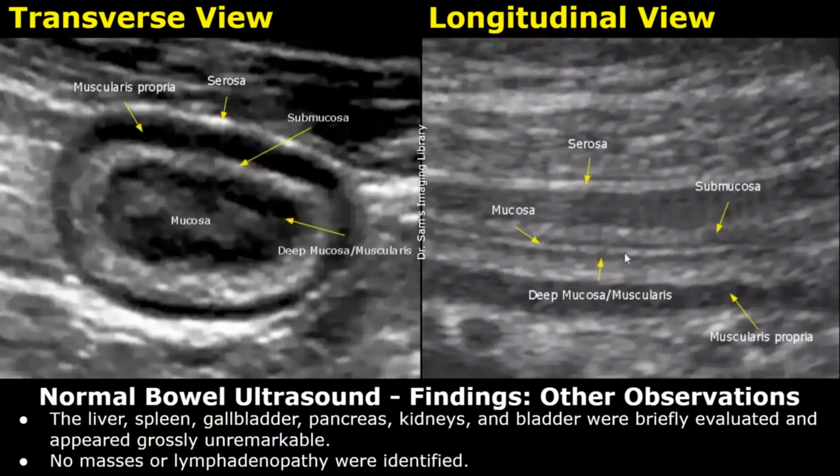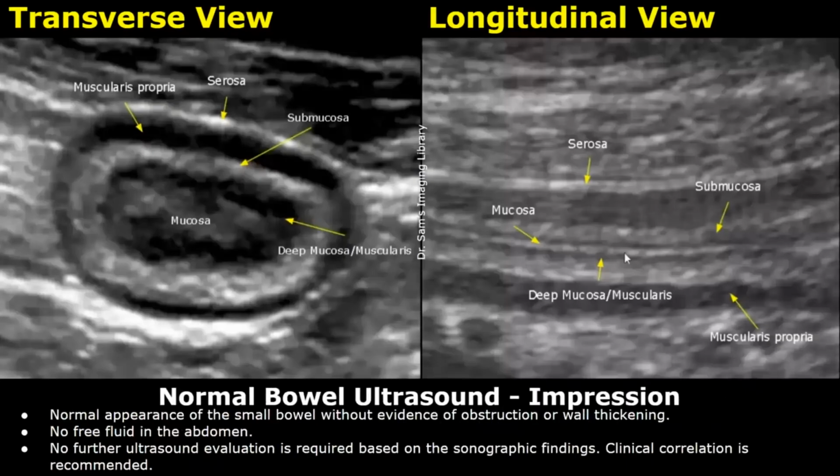These are other observations. The liver, spleen, gallbladder, pancreas, kidneys, and bladder were briefly evaluated and appeared grossly unremarkable. No masses or lymphadenopathy were identified. Here is the impression. Normal appearance of the small bowel without evidence of obstruction or wall thickening. No free fluid in the abdomen. No further ultrasound evaluation is required based on the sonographic findings. Clinical correlation is recommended.